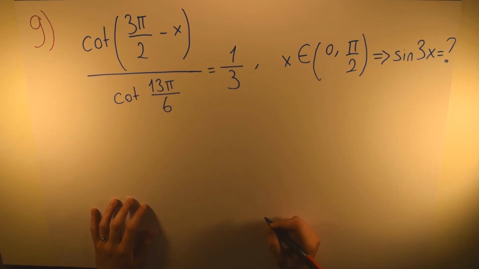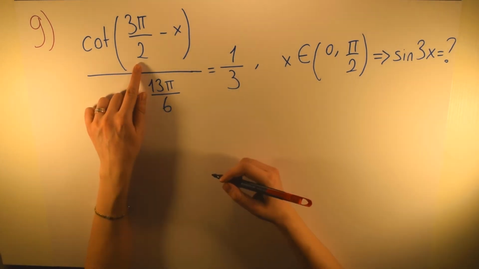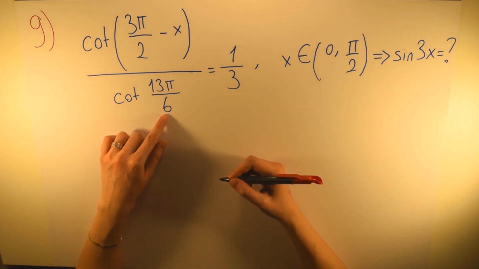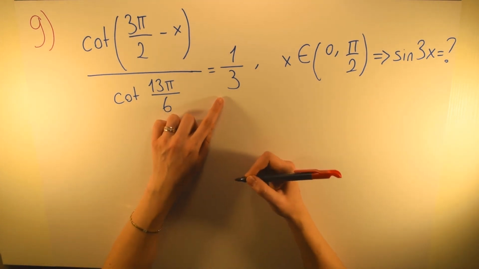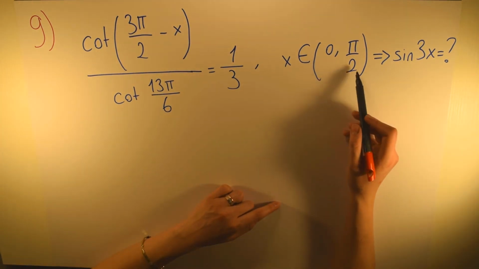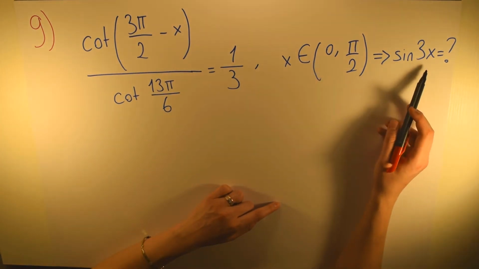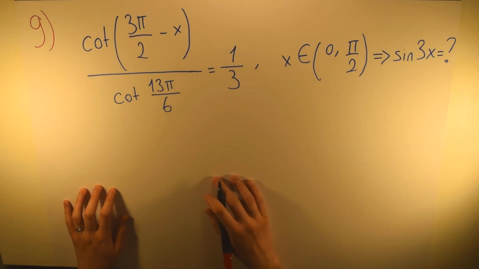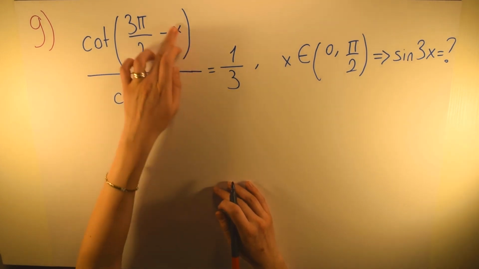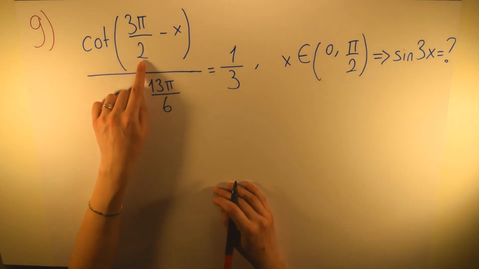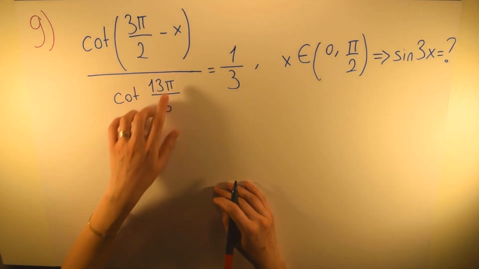In this question we have cotangent of 3pi over 2 minus x, over cotangent of 13pi over 6, is equal to 1 over 3, and x is an element of the range 0 and pi over 2, and sine 3x is asked. So let's rewrite this expression here. Here we have cotangent of 3pi over 2 minus x.